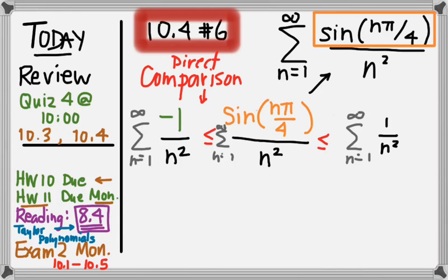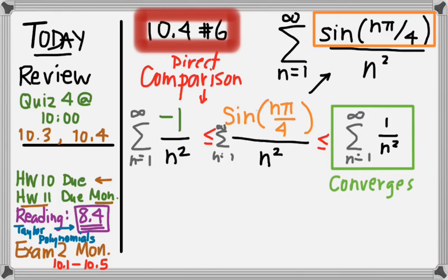So what can you tell me about the series that are on the outsides of this inequality? What does the sum of 1 over n squared do? It converges because? Yes, the p-value here is 2. So it's a polynomial series, and its exponent is greater than 1. Therefore, it's a convergent series.